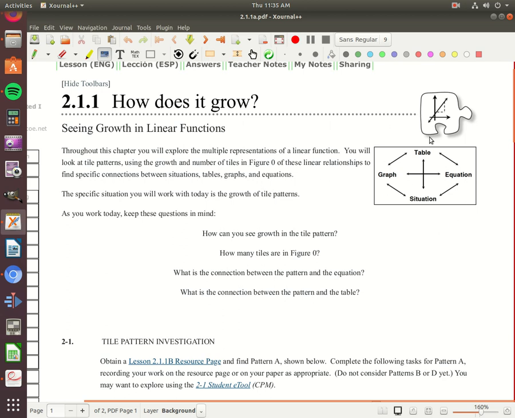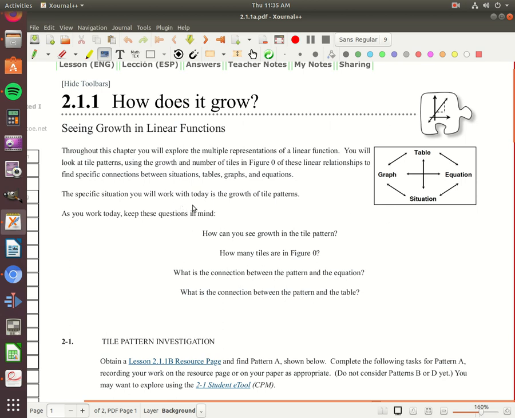One of the things I like about this book is it's pretty explicit about it: if you have a table, you should be able to come up with a word problem. If you have a word problem, you should be able to make a graph. If you have a graph, you should be able to make an equation, and so on, all the way throughout. So I do like that they try to tie all these things together.